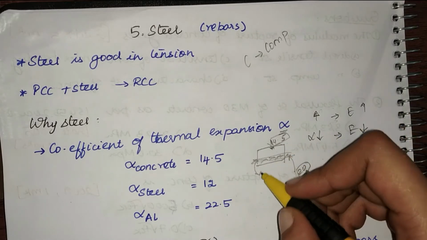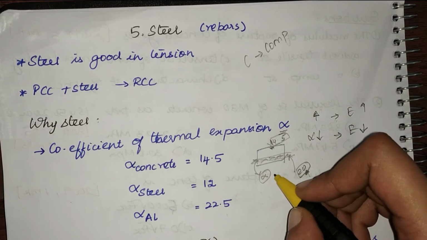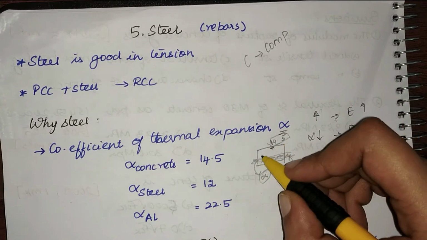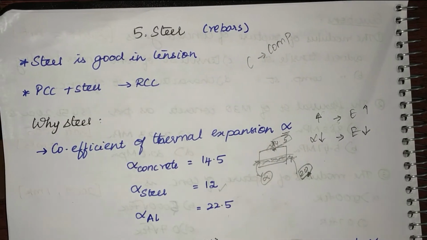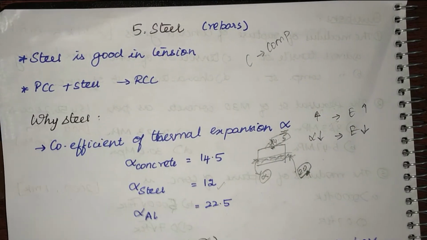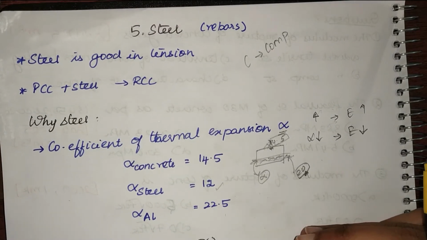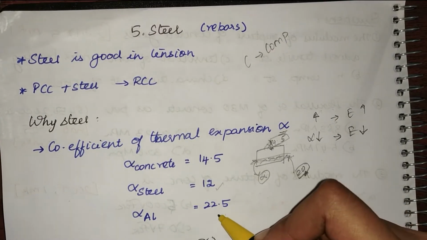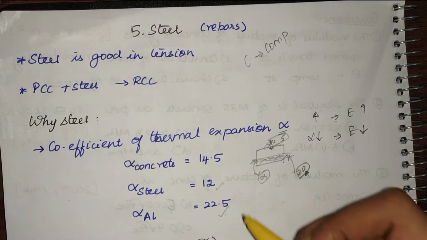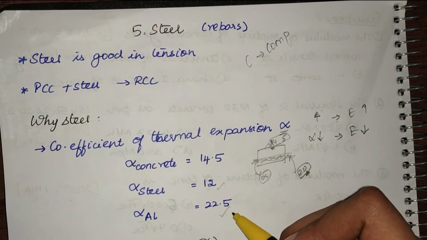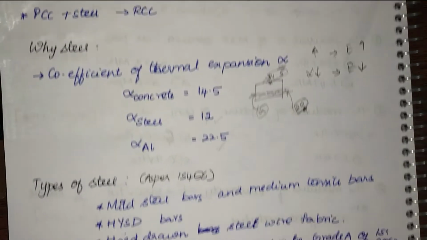Because of this, we are going for a thermal expansion property of a material which is similar to that of concrete. So that is why we use steel, because steel's coefficient of thermal expansion is 12, which is near to concrete and also lesser than concrete. And that is the reason why we don't go for other metals like aluminium, because its thermal expansion is higher. It is almost 22.5.